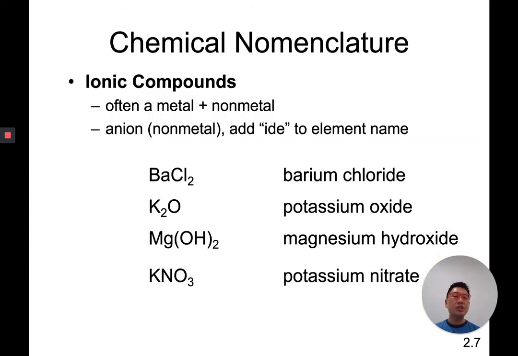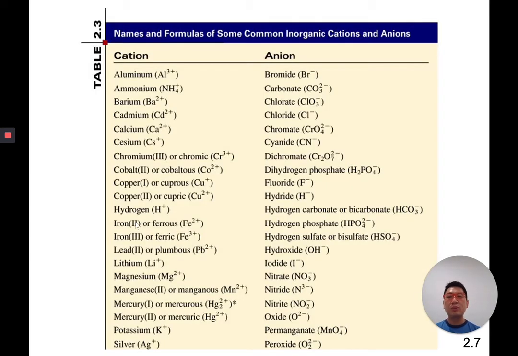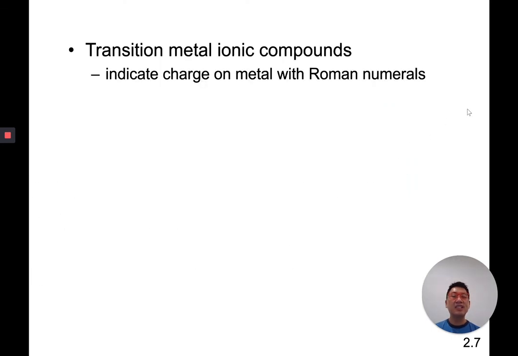Okay, the only tricky thing is some cations have more than one charge, like iron 2, iron 3, copper 1, copper 2, cobalt 2. Which kind of things have more than one? Those are actually transition metals. They will have more than one charge. So if there's a transition metal, we have to indicate the charge of that transition metal with Roman numerals.